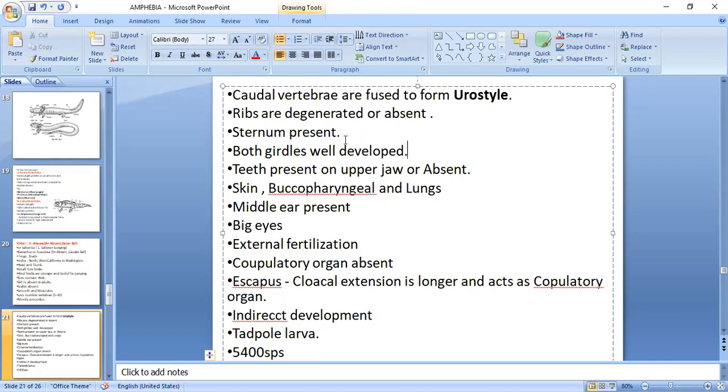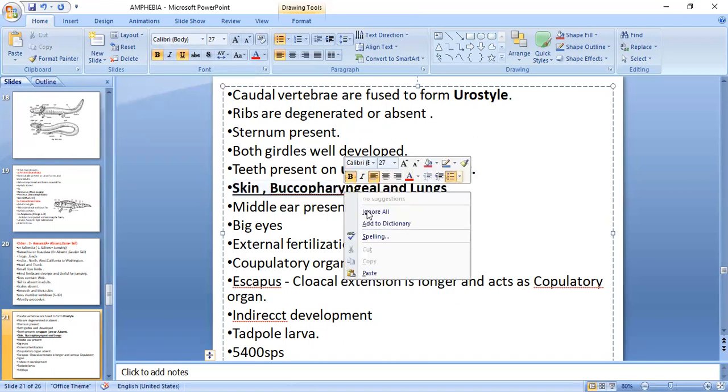Okay. So teeth are present on only the upper jaw or absent. In the first two orders, teeth are present on the upper jaw and the lower jaw. But in frogs, they are present only in the upper jaw and are very less developed. Sometimes they may be absent. And this is a very important point.